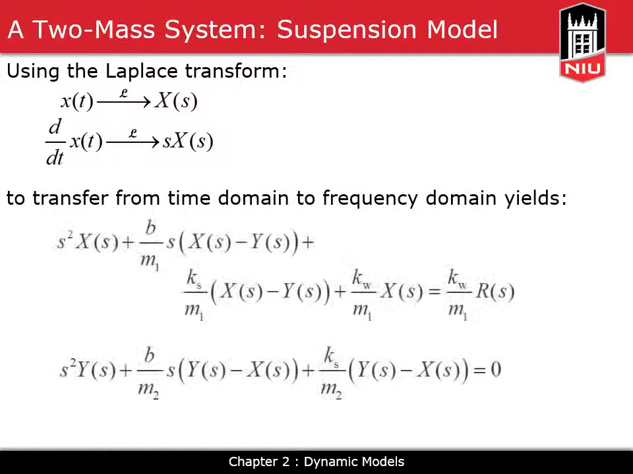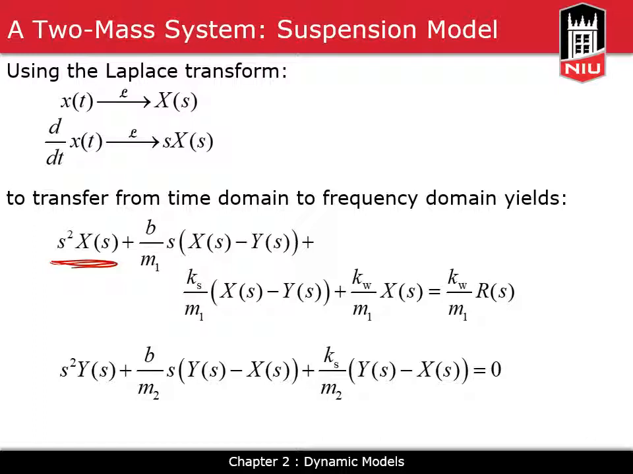But for now, let's just apply the Laplace transform on the two equations we had on the previous slide. For example, the first term in the first equation was x double dot. Apply the Laplace transform on that. For one derivative, we have s times X. For two derivatives, that would be s squared times X. So that is how we get the Laplace transform of the first term.